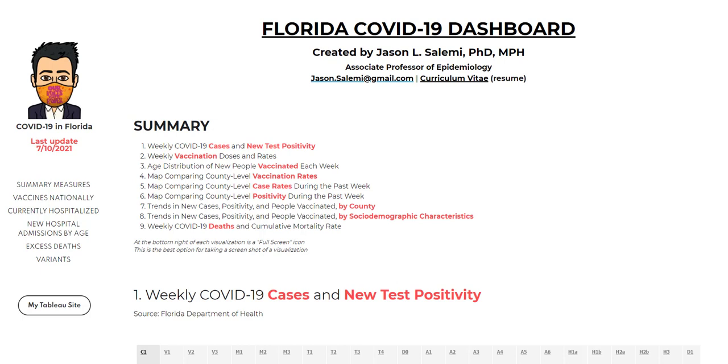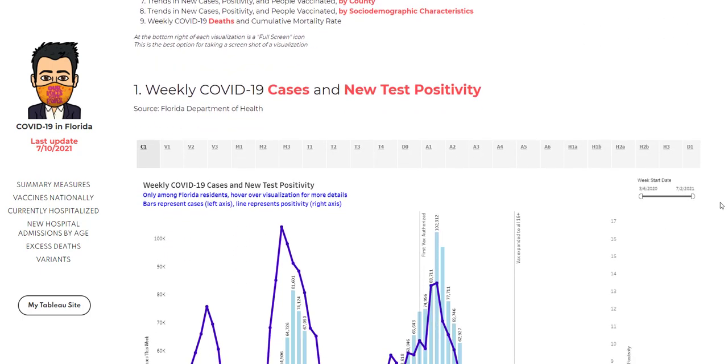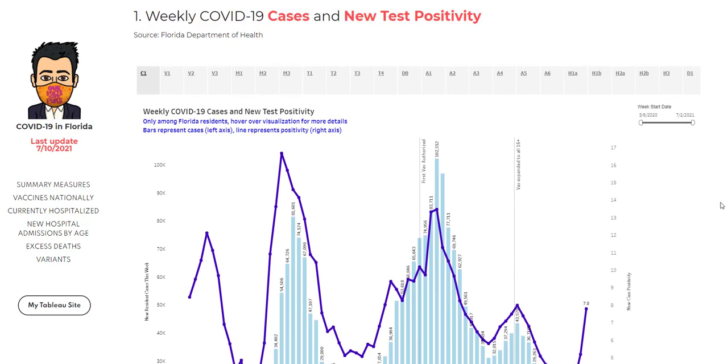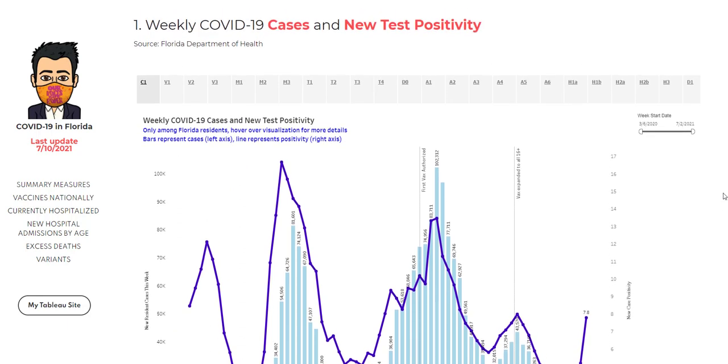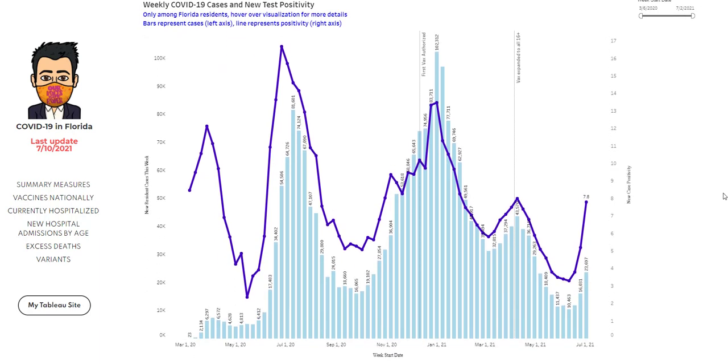For all of my pages on my dashboard, you'll see that I start out with a table of contents letting you know all of the visualizations that are going to be listed on this page. And so we'll just start out with the first visualization. You can see it says weekly COVID-19 cases and new test positivity. So this visualization is exactly that.